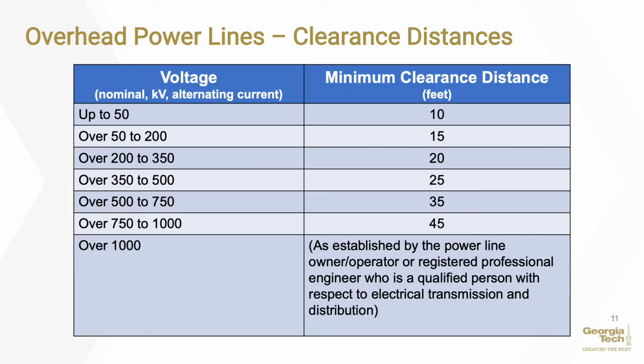This table shows the minimum clearance distances in feet for different power line voltages. 29 CFR 1926.1408 provides requirements for safe distances. Note the value that follows 2 is up to and includes that value. For example, over 50 to 200 means up to and including 200 kilovolts.